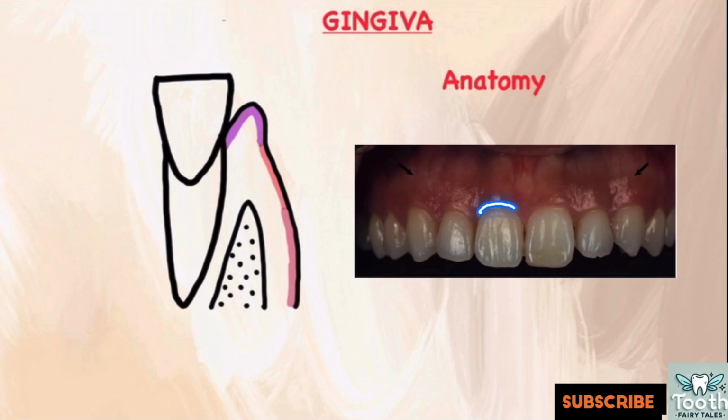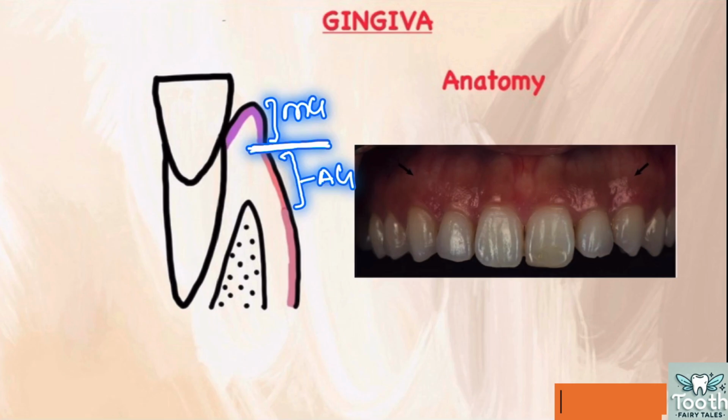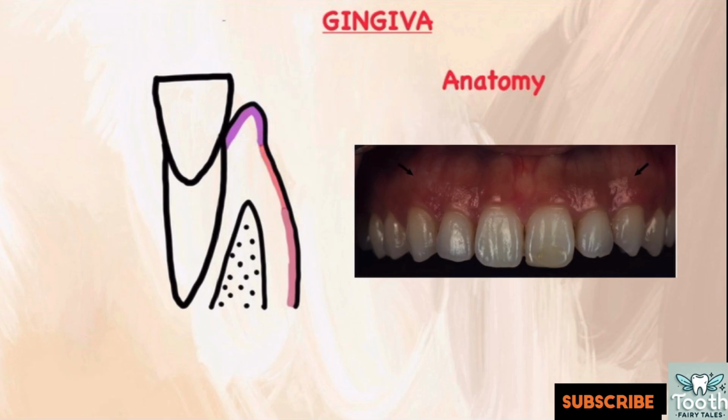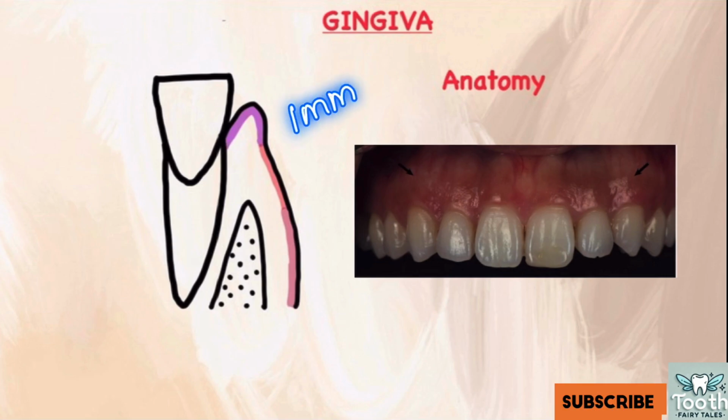So this is the marginal gingiva and this portion is the attached gingiva. Marginal gingiva is separated from attached gingiva by a shallow depression which is called free gingival groove. Now let us talk about the width of marginal gingiva. Marginal gingiva is approximately 1 mm thick or 1 mm wide. Here the term wide means the horizontal dimension or the thickness of marginal gingiva.